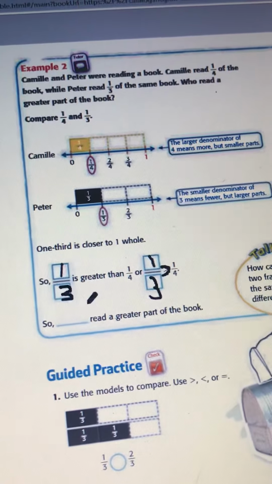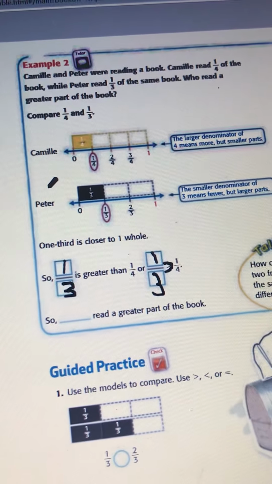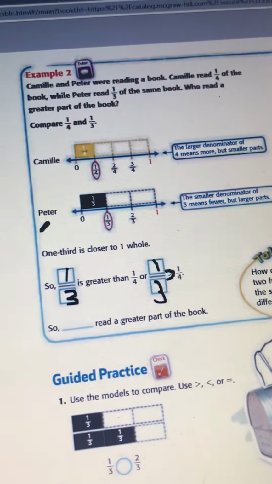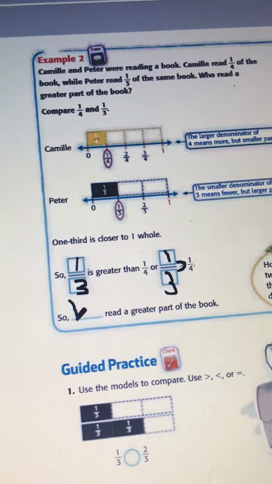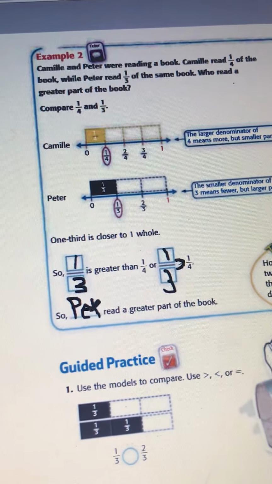So who read a greater part of the book? Camille or Peter? Great, it is Peter. So right at the space, Peter. So that's how we compare.